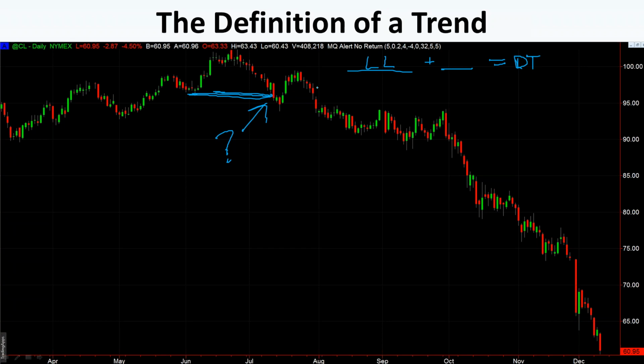When do we get that second half of the equation? As of about this point right here. Because now we have a lower pivot high compared to the last pivot high. So now we have the lower low plus the lower high, and we're in a downtrend. And we continue to come down, lower low, lower high, lower low, lower high. And then right here we put in a higher low and a higher high. So you actually shift back to an uptrend.